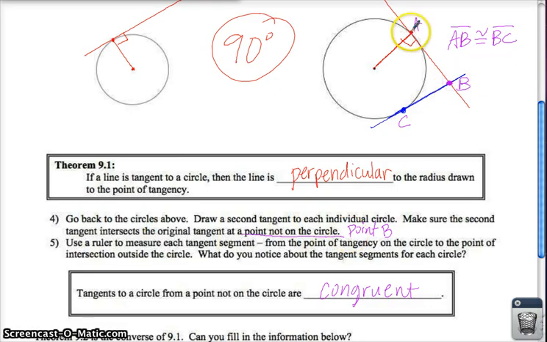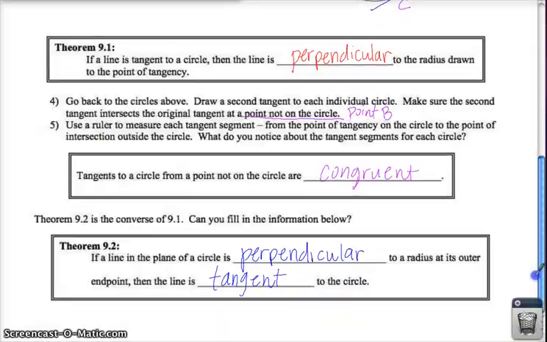And if I name this point of intersection A and this point of intersection C, where the tangent meets the circle, you should have measured these distances, and you should have learned that they are really close to each other. So they are congruent to each other or equal in measure. So filling this in, tangents to a circle from a point not on the circle are congruent.